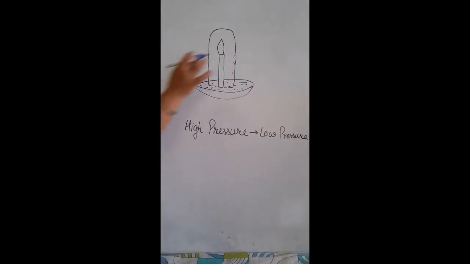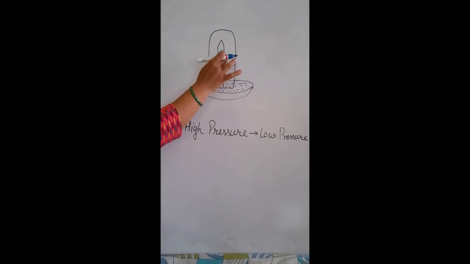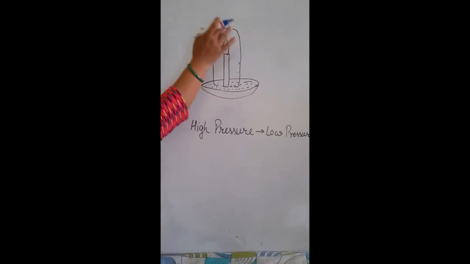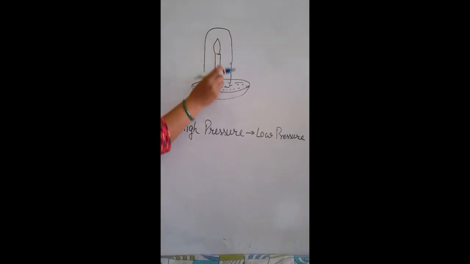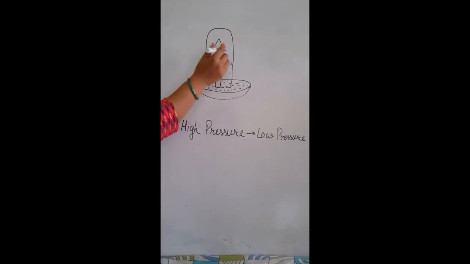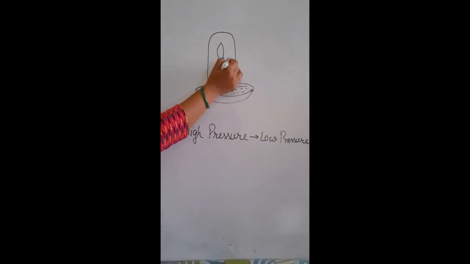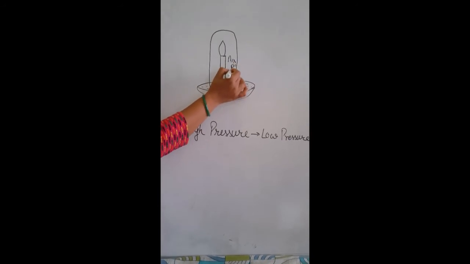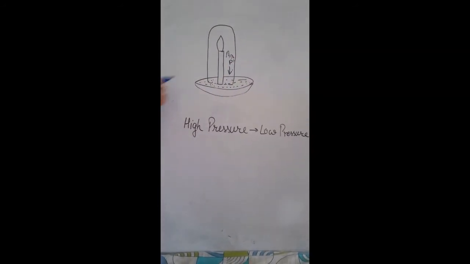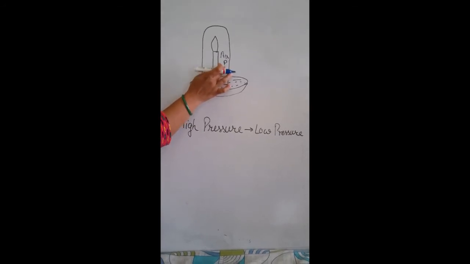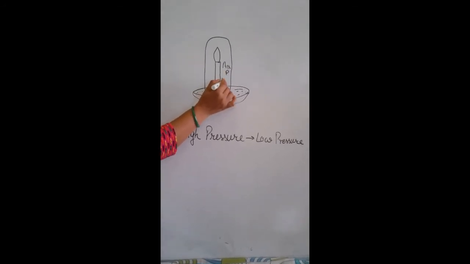So as soon as the candle goes off, the air starts contracting and cooling down. As it cools down, it contracts back to normal, and then what happens? Air pressure inside the glass drops. So now the air pressure inside the glass is low. It has dropped.